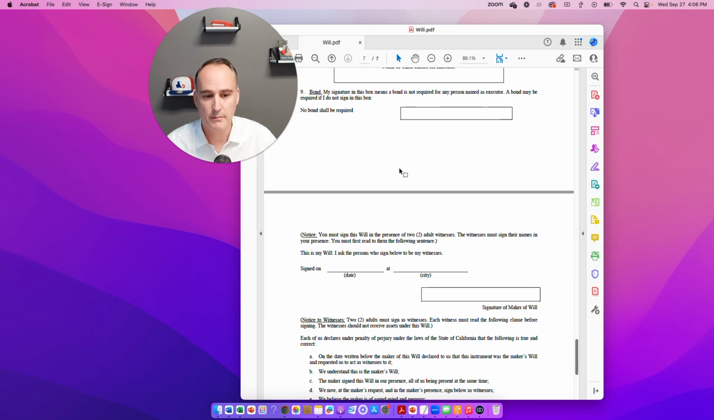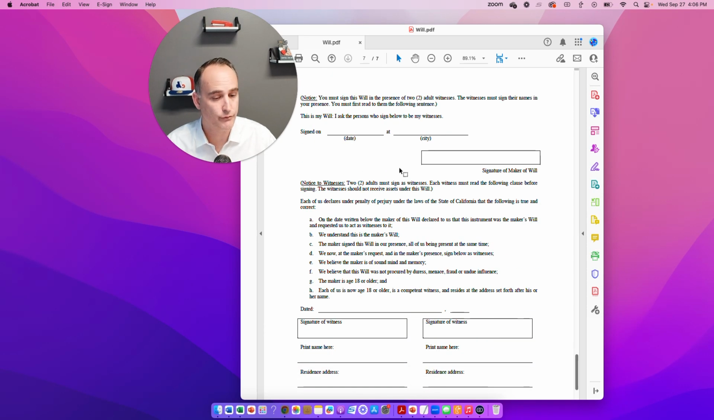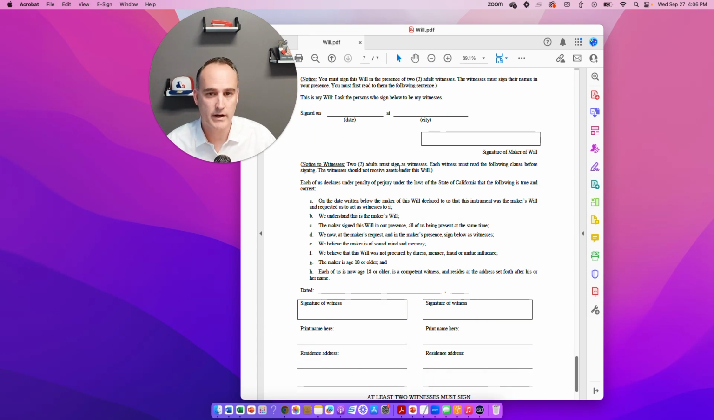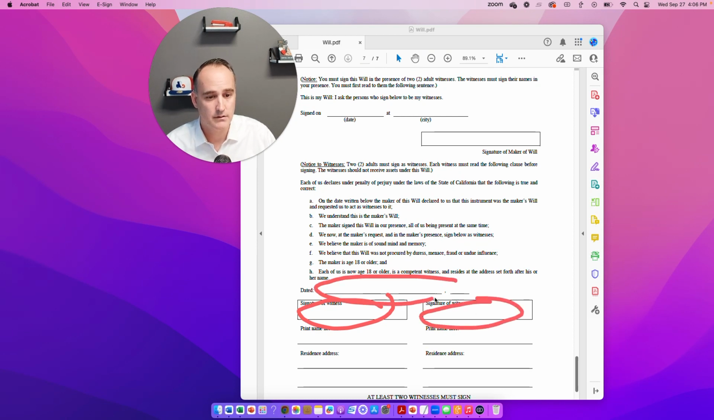Now, a will must be signed, and in California, it must be witnessed by two separate people. Those people should not be people that are going to inherit anything from the will. So you write the place you're in and the date that you sign it right here. Then the will maker signs, and you should do that in the presence of two people. They sign, they date, they put their address, and you've got a will.